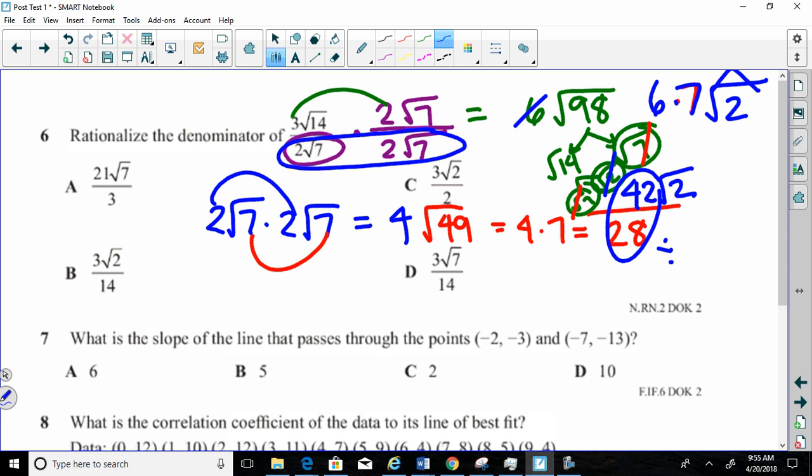What's the biggest number that can go into 42 and 28? 7. It's actually bigger than 7, but let's start with 7, just in case it is 14. You can always start with a smaller one and keep reducing, but it's more work. What's 42 divided by 14? It ends up being 3. And 28 divided by 14? 2.